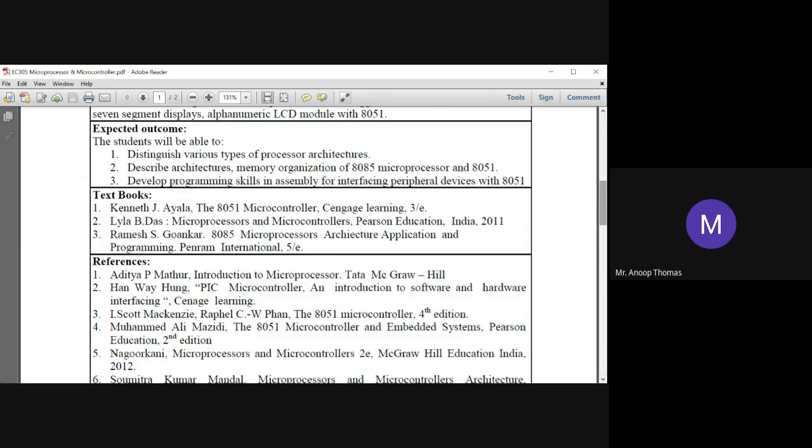Now the three textbooks which are being focused here: one is based on 8085, the other one on 8051, and the third one a generic one which has both microprocessors and microcontrollers. Kenneth J. Ayala will be your 8051 microcontroller textbook. The 8085 microprocessor textbook will be from Ramesh S. Gaonkar. Both these are very generic textbooks commonly used by students, very good textbooks to read.